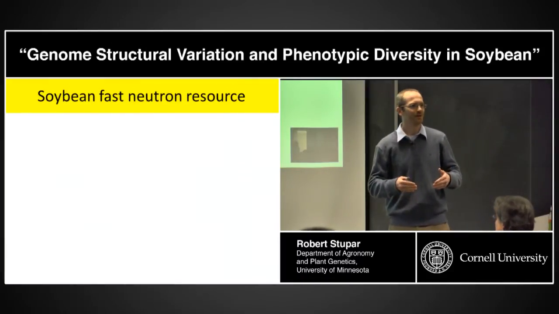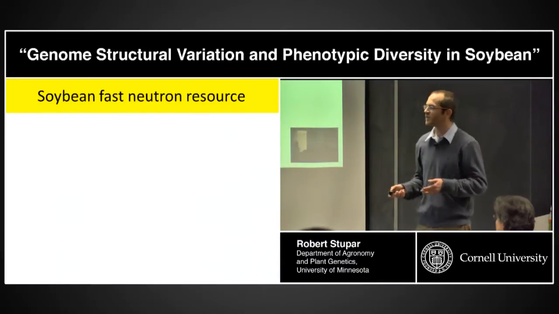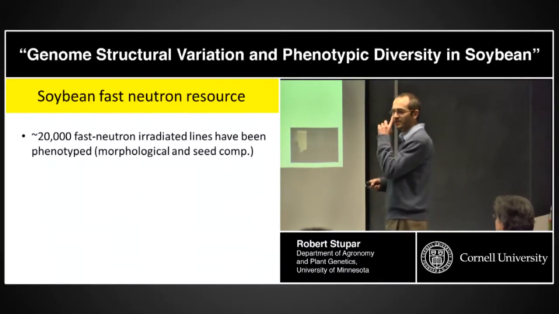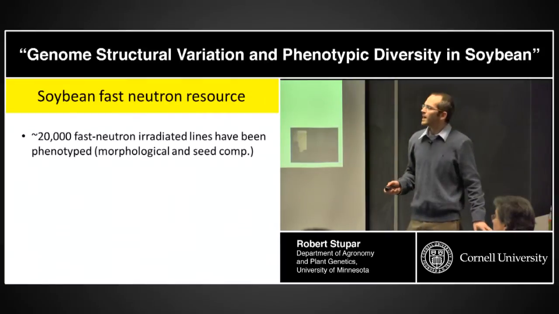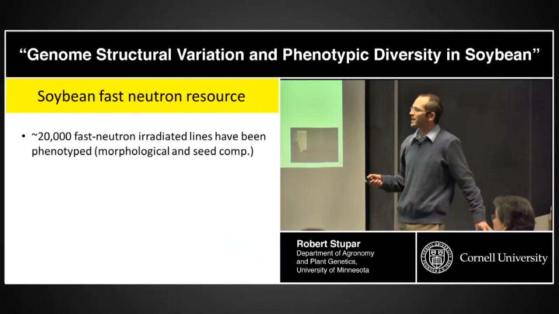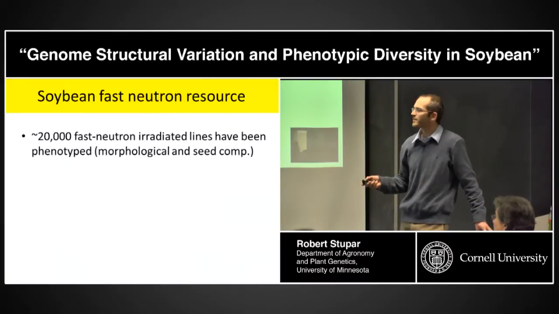Okay. So anyway, in summary, the fast neutron resource, I show these slides in part because it was a takeoff point for studying natural variation. But to date, this has been something that we're still continuing to work on. We have over 20,000 fast neutron lines that have been phenotyped for seed composition and morphology. So that's just a lot of row walking forward genetics.